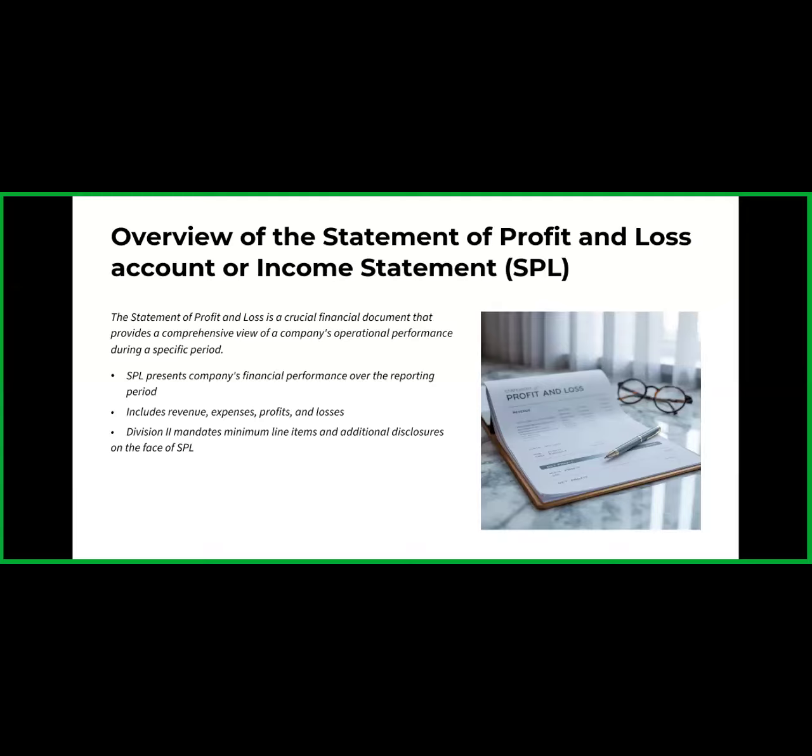So Division 2 mandates the minimum line items and additional disclosures in the preparation of the profit and loss account. So we are going to understand what is mandated by Division 2 of the Companies Amendment Act 2015. Now, first, this is the format of the profit and loss account. You guys know the income statement. First, we write the year on the upper side. At the start, we know the company name, we know the financial year for which we are going to produce it.